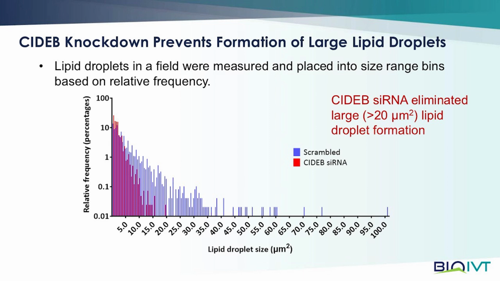So we're looking at relative frequency here. There was an actual reduction in the number of lipid droplets, so normalizing it to the number, we found that the CIDEB siRNA was able to eliminate a lot of those larger lipid droplets. They did not form with this siRNA.